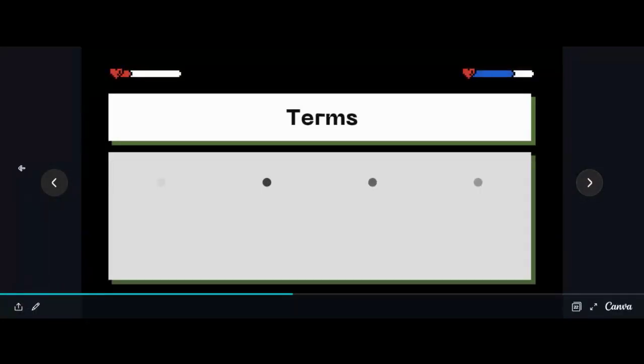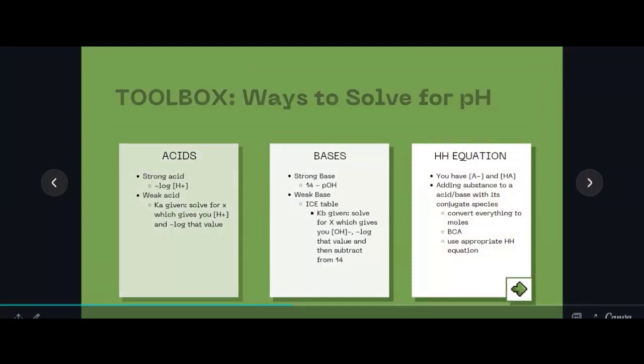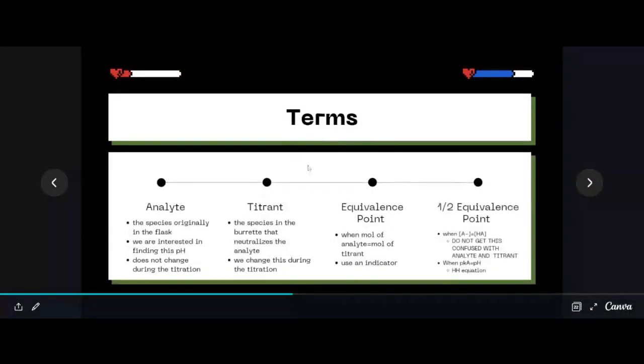Okay, so remember this toolbox. If you want to keep this open when you're doing the practice problem session, I highly recommend it, because we will visit each of these three things. Okay, so next is just the terms: what are we talking about?